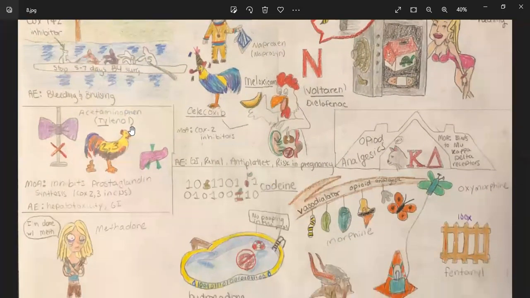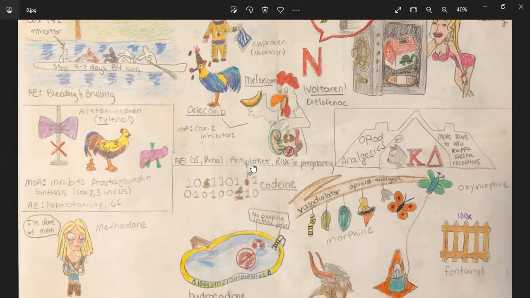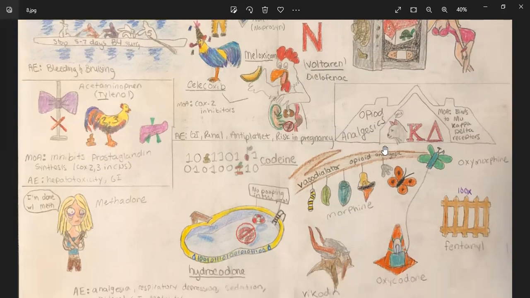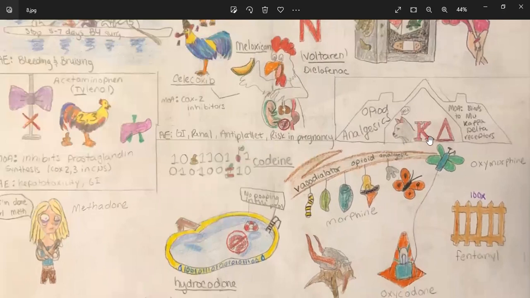We have acetaminophen, which inhibits prostaglandin synthesis of COX-2 and 3. So we have a COX with a 2 and a 3 on it, and then like a stripper pole, because I don't know, that's related to prostitutes, and prostaglandin sounds like prostitute, that type of thing. And then all of our opioid analgesics are going to work on our mu, kappa, delta receptors.